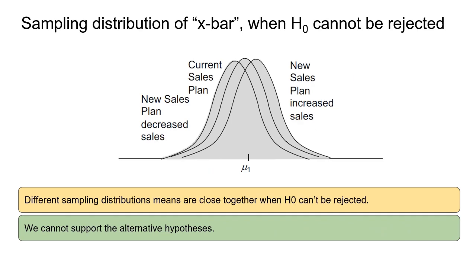Now let's compare that to the situation that we see here. If all of the means are clustered together like this, around the original value of $1,000, we can see that there is no significant difference between the new and the current plans. Based on our sample, we have no evidence of operating outside of the population. We cannot support the alternative hypothesis, is how we would interpret this situation.